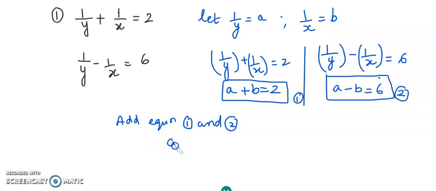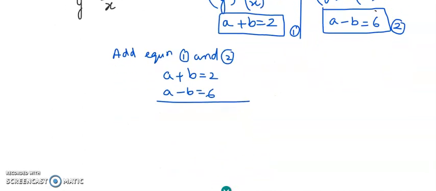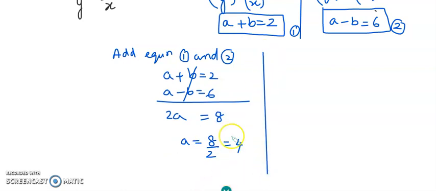So when we are adding, it will become a plus b equals 2 and a minus b equals 6. So when we add, do we change the sign? No, we don't. So we keep it as such. So this will become 2a equals 6 plus 2, which is 8. So a equals 8 divided by 2, which is 4, right? So we got the a. Now we are going to find the b.